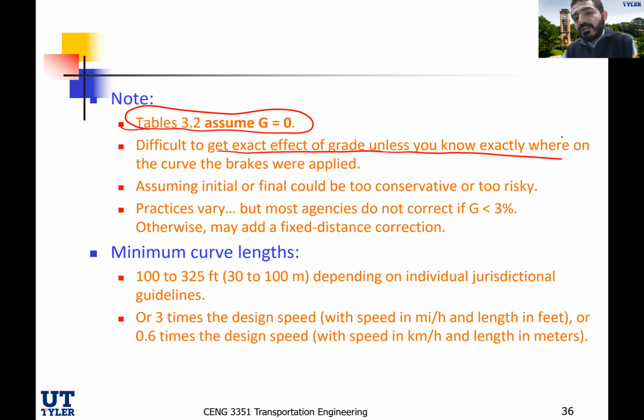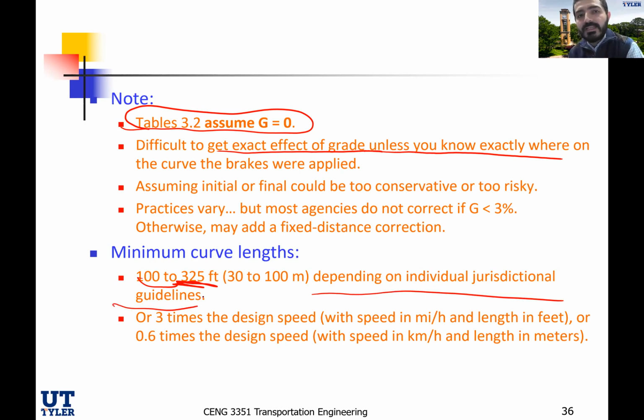Most agencies do not correct for this if G is less than 3%. So if we have 0, 1, 2, 3%, that's fine. We use the equation, even though the table is built on G equal to 0. But if it's more than that, we typically add a fixed distance correction to the minimum L, because the minimum L is the length of the curve. If G is more than 3%, you still use the equation and then add, let's say, 100 feet or so. As a rule of thumb I've seen over the years, the minimum curve length LM is somewhere between 100 and 325 feet, depending on the individual jurisdiction guidelines.